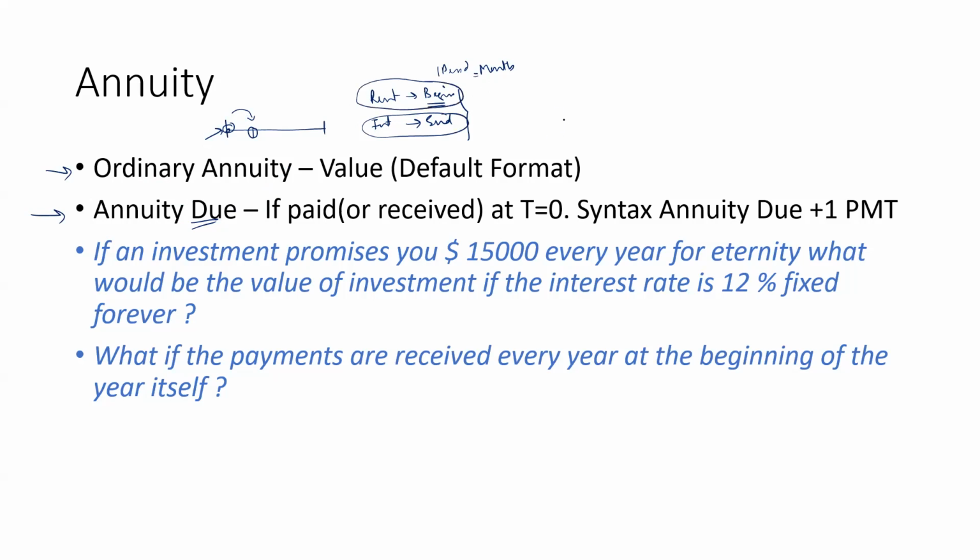So how does annuity come into the picture? Many a time in your FRM exam, you'll see an annuity problem. For example, if an investment promises $15,000 every year for eternity, what would be the value of this investment? The interest rate is 12% fixed forever. It is very simple. All you have to do is divide 15,000 by 12%. Can somebody tell me what the value is?